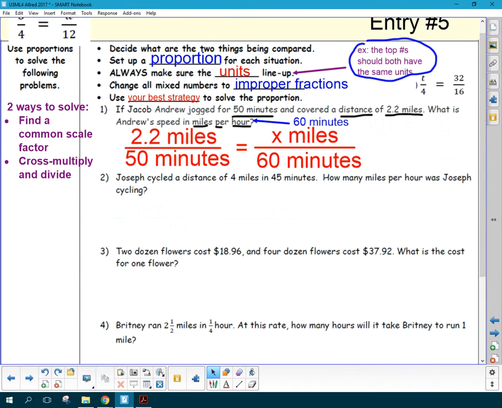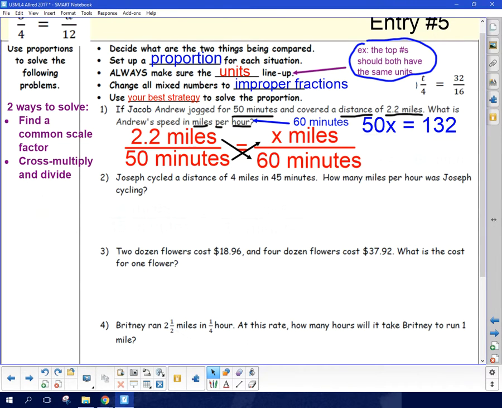The best way for me to do this one, guys, is to cross multiply and then divide. So if you do 50 times x, you get 50x. If you do 2.2 times 60, whip your calculator out, that's 132. Remember that x is just a variable. A variable is a letter that represents a number.